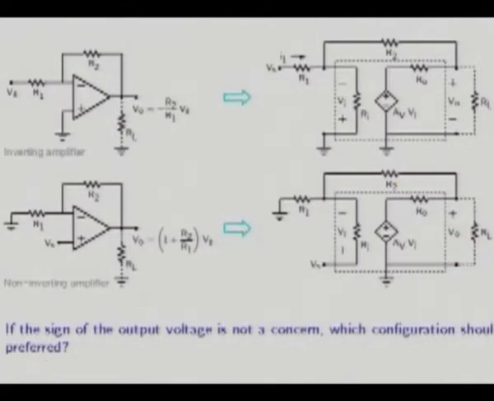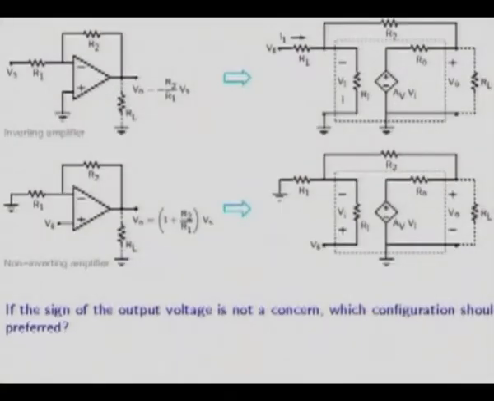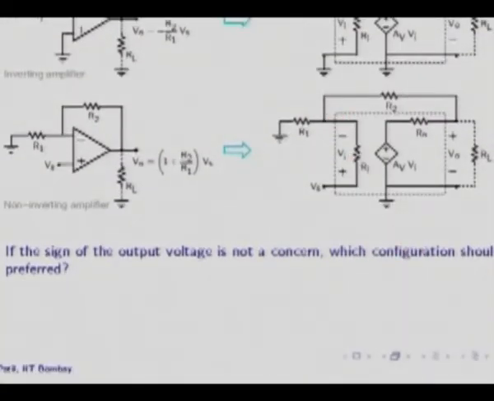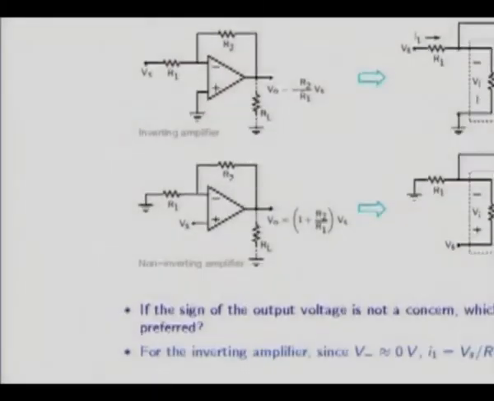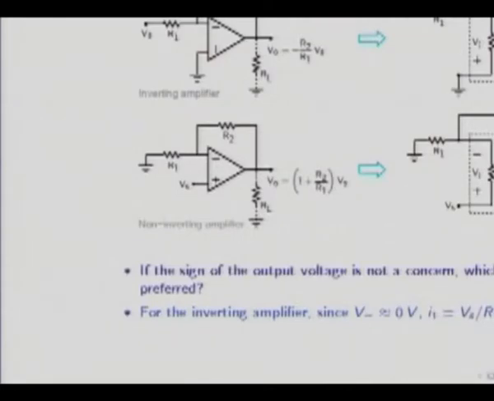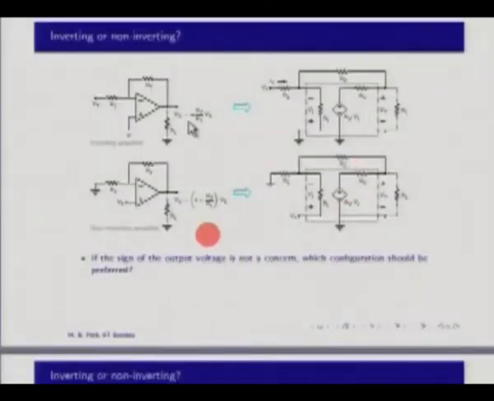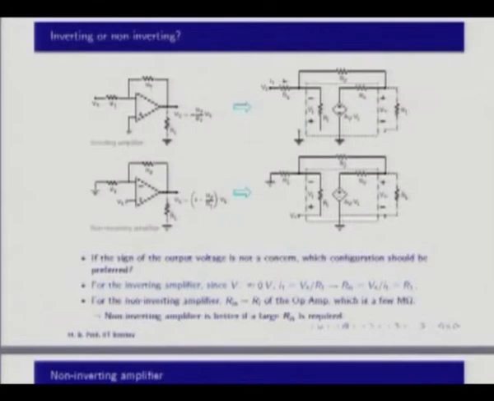So that's an important question, and the answer has to do with the input resistance. The input resistance in this circuit is R1 because this is at virtual ground. Input resistance in this circuit is the input resistance of the op amp, which is very large. Therefore, the non-inverting configuration is preferable if your input resistance is a constraint in your circuit. Okay, so the rest of the slide just says these points. So let's go ahead.